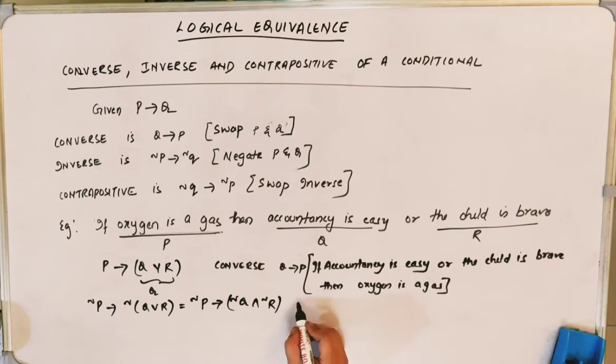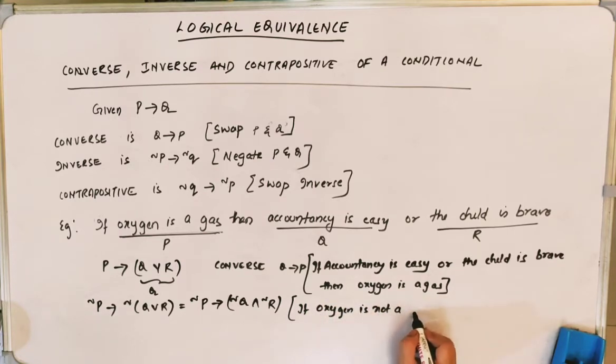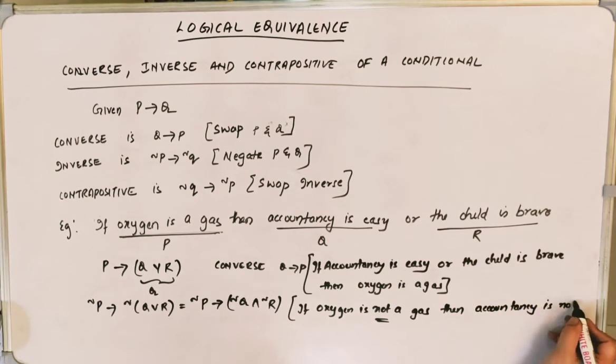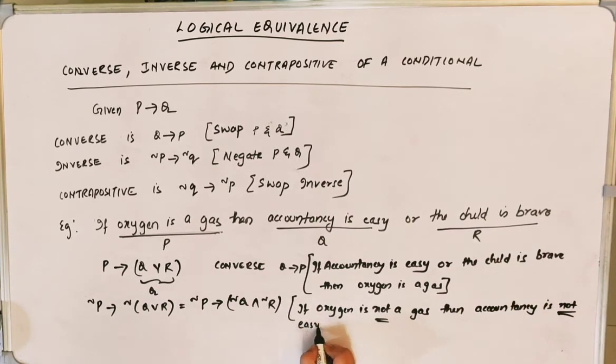Now let's write it in verbal form. What do we get? If oxygen is not a gas, because there is not P, then not Q. What is not Q? Accountancy is not easy. Then accountancy is not easy and not R, and the child is not brave. So this is the inverse.